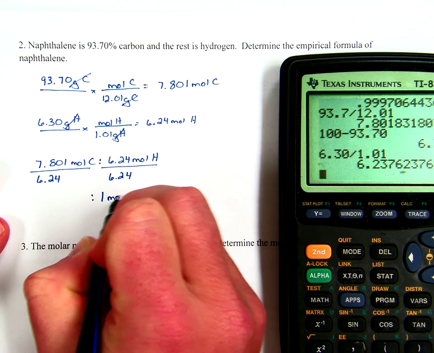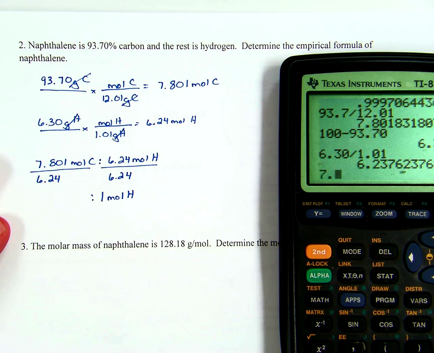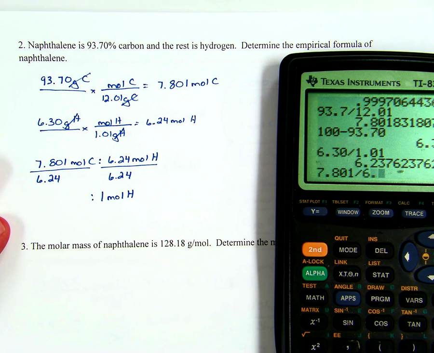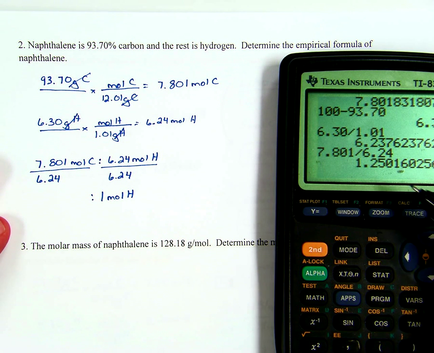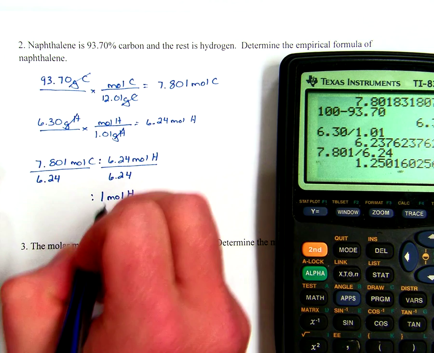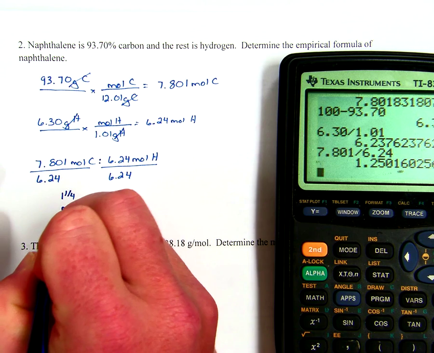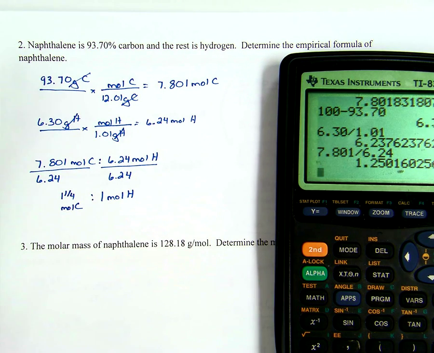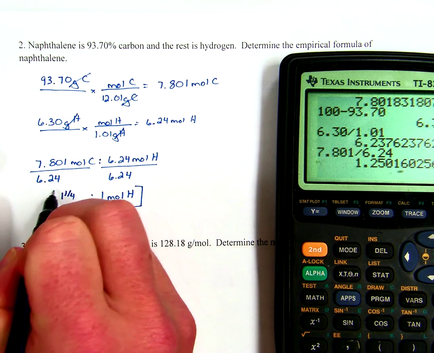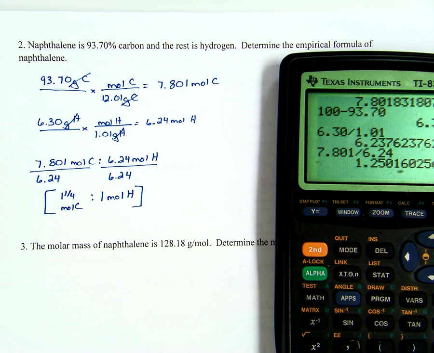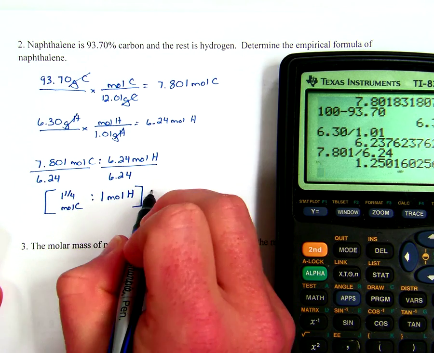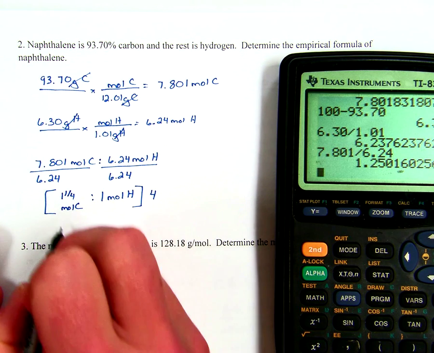That's 1.25. Okay, so here's another example where we want to think in terms of a fraction, at least a lot of you probably prefer it that way. 0.25, that's 1/4. That's 1 1/4 moles of carbon. So obviously not a whole number. So what am I going to do? I'm going to multiply this whole ratio by some number to make them whole numbers. Well, at 1/4, the denominator is 4. So if I multiply this whole ratio by 4, that would give me 5 moles of carbon to 4 moles of hydrogen, because 1 1/4 times 4 would be 5.